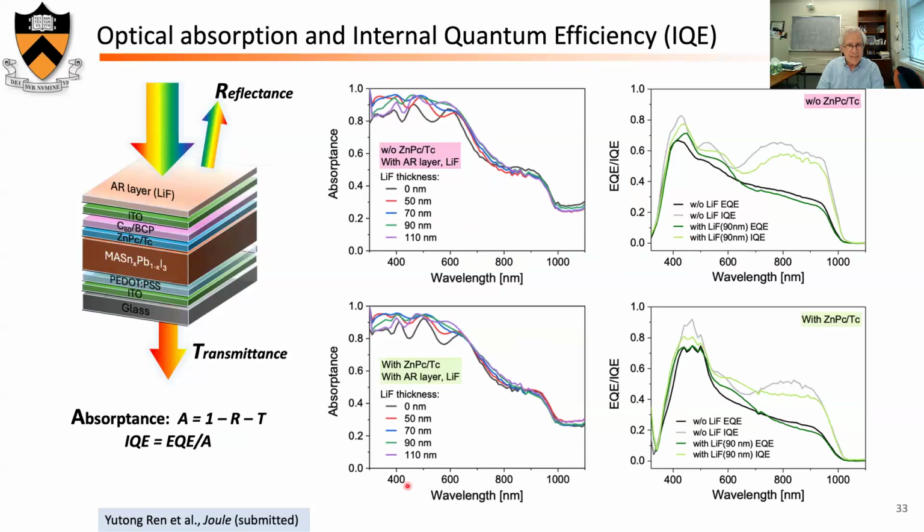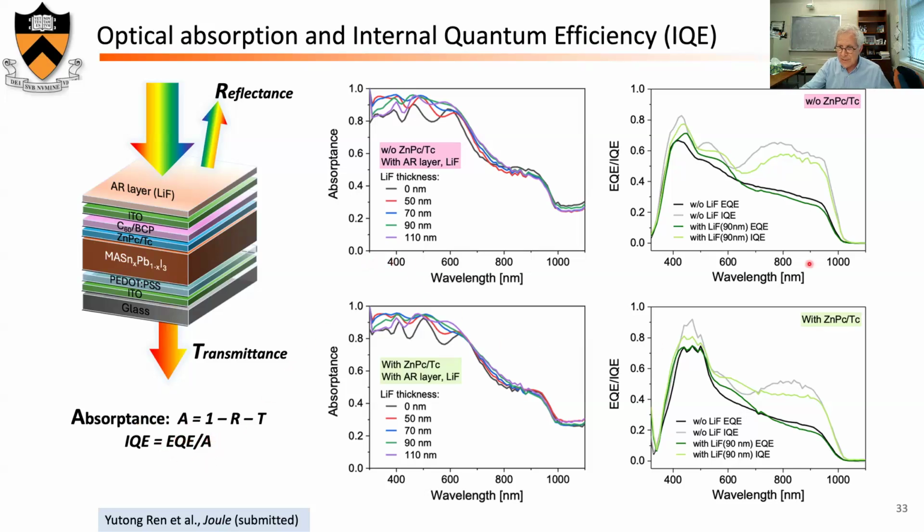This is the last slide, and it has to do with now defining the internal quantum efficiency of the process, and for that we needed to define and to measure the absorptance. And the absorptance is essentially 1 minus the reflectance minus the transmittance. And therefore, the IQE is equal to EQE over A.